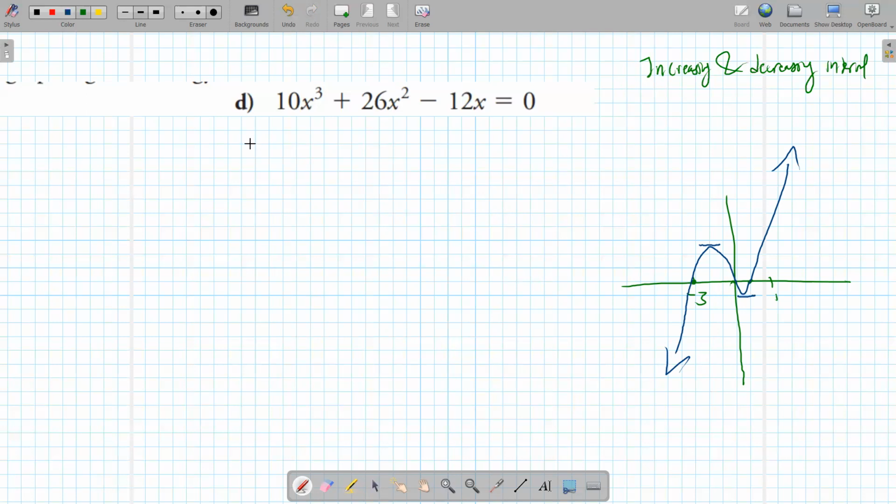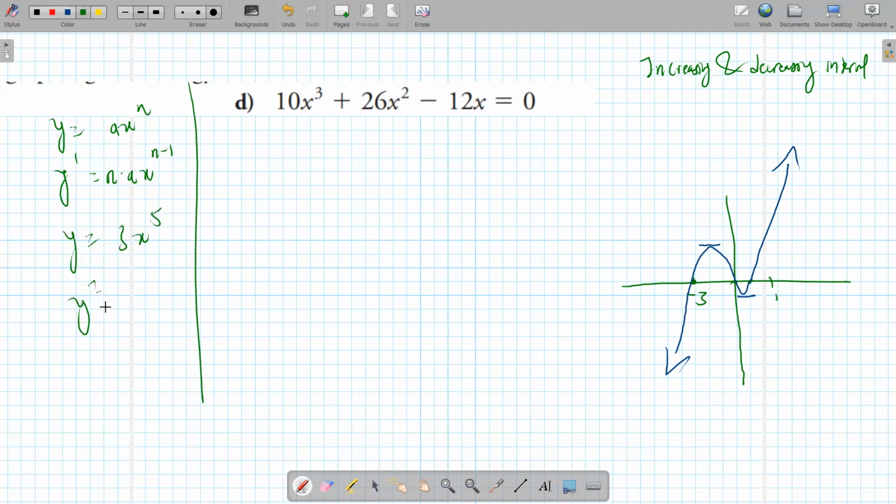Now this is f of x. We need to find f prime of x, the derivative. Now if you remember the rule, if you have ax to the n, the y prime, the derivative, first bring the n down, and then you take 1 away from it. For example, y equals 3x^5. The derivative would be 5 times 3, 5 comes down, 5 times 3, x to the 4. Okay? So let's do that here.